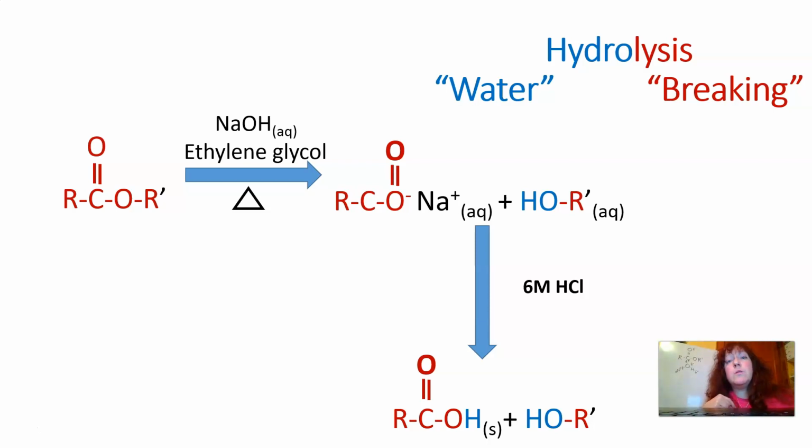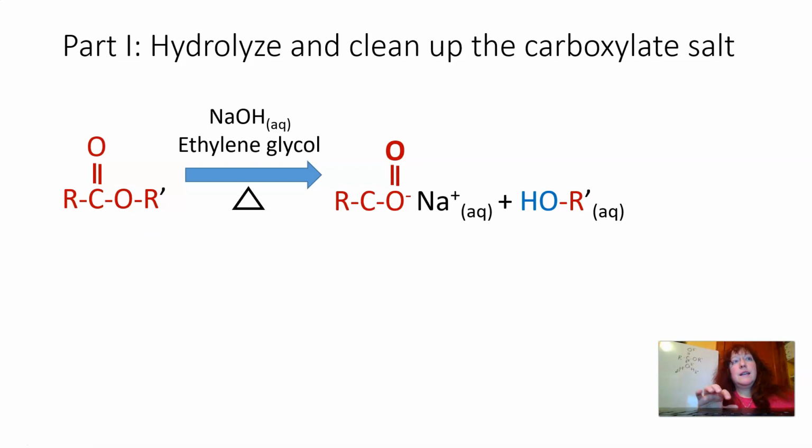The ultimate goal of this experiment is to identify your carboxylic acid and your alcohol and determine what ester it must have come from to identify the starting ester that you have. So first thing is we're going to hydrolyze this. So again, under reflux, you would combine your sodium hydroxide, ester, ethylene glycol, and water and heat it.